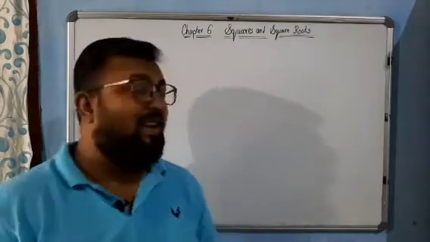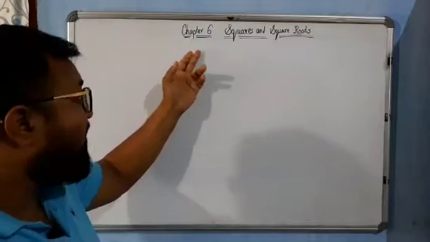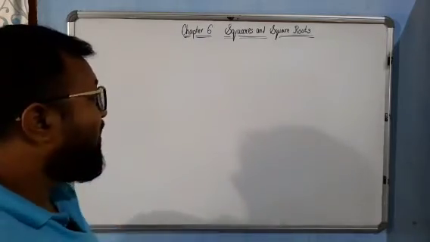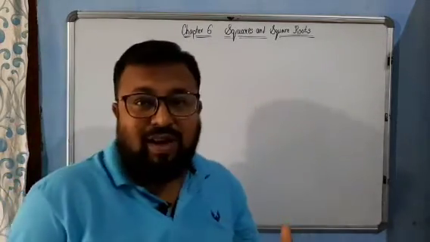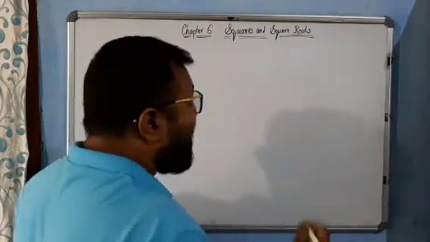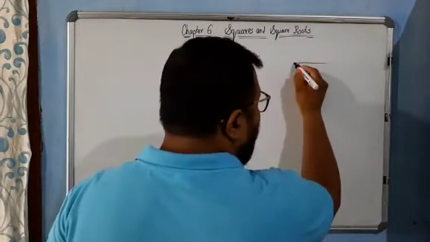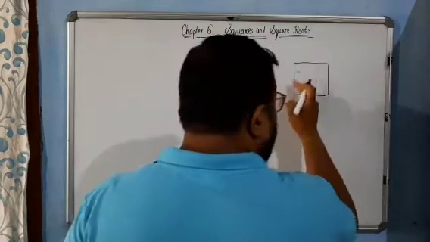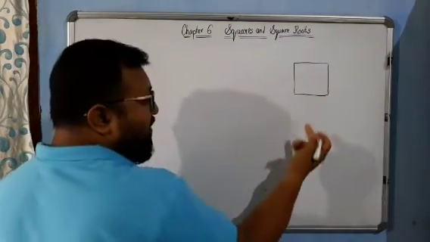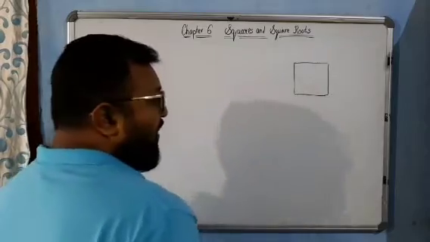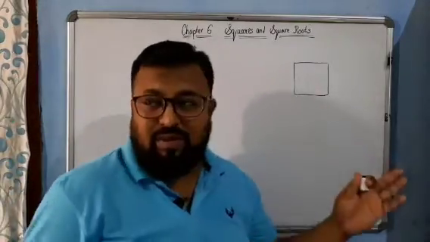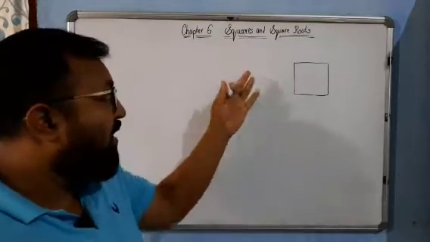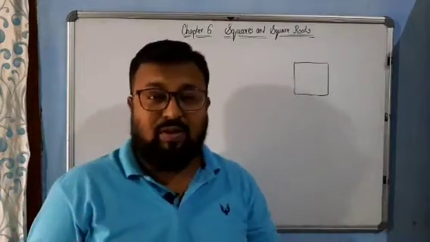Myself Firoz Sheikh, and today we are going to start a new chapter, chapter 6, squares and square roots. Generally when we hear "square", a figure comes to mind, a closed figure made up of line segments where all sides are equal. So this is all about geometry, but when we talk about squares and square roots, we are talking about algebra.